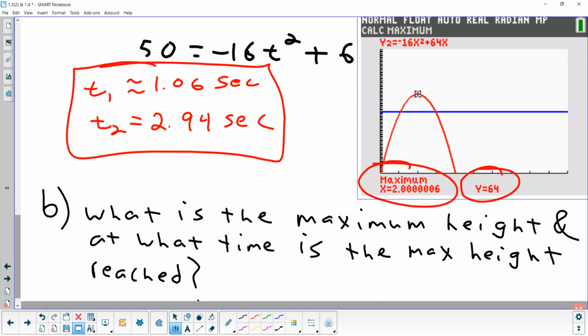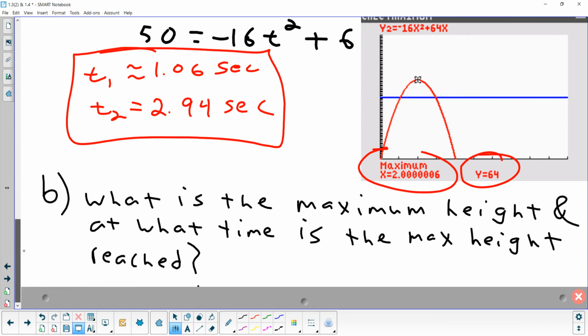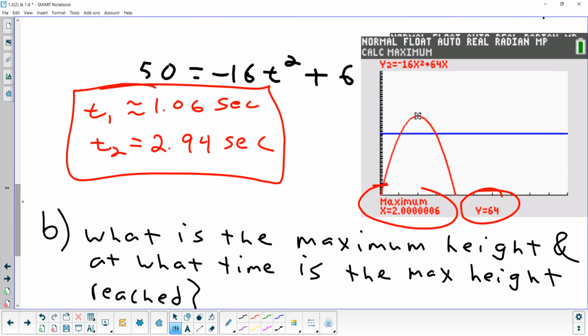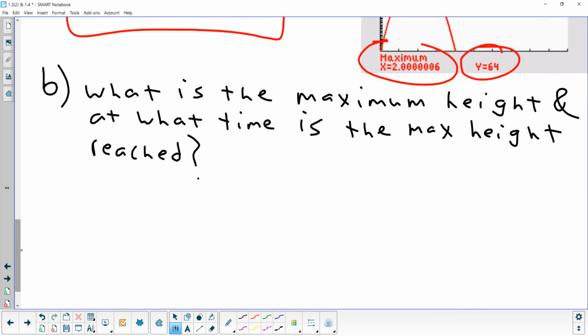So 1 second, the object would be about right there. Oh, this is at 2 seconds. Okay, it is 2 seconds. It's not 2.000000006. It is 2. So the maximum is at 2 seconds. And what's the height of the object at 2 seconds? Yep. 64. So 64 feet, and that occurs at 2 seconds. That answers the question of what the maximum height is, and the time that it occurs at.